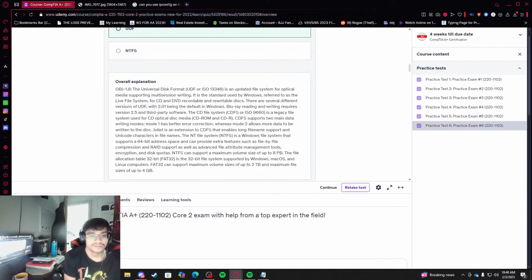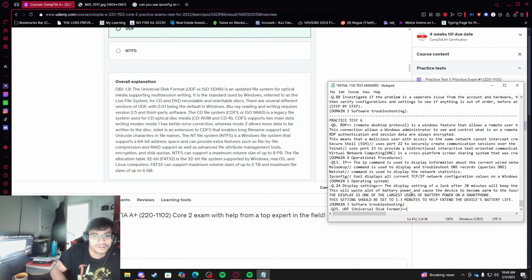But let's just read this. The Universal Disk Format is an updated file system for optical media supporting multi-session writing. It's the standard used by Windows, referred to as the Live File System, for CD and DVD recordable and rewritable disks. There are several different versions of UDF, with 2.1 being the default in Windows. Blu-ray reading and writing requires version 2.5 and third-party software.